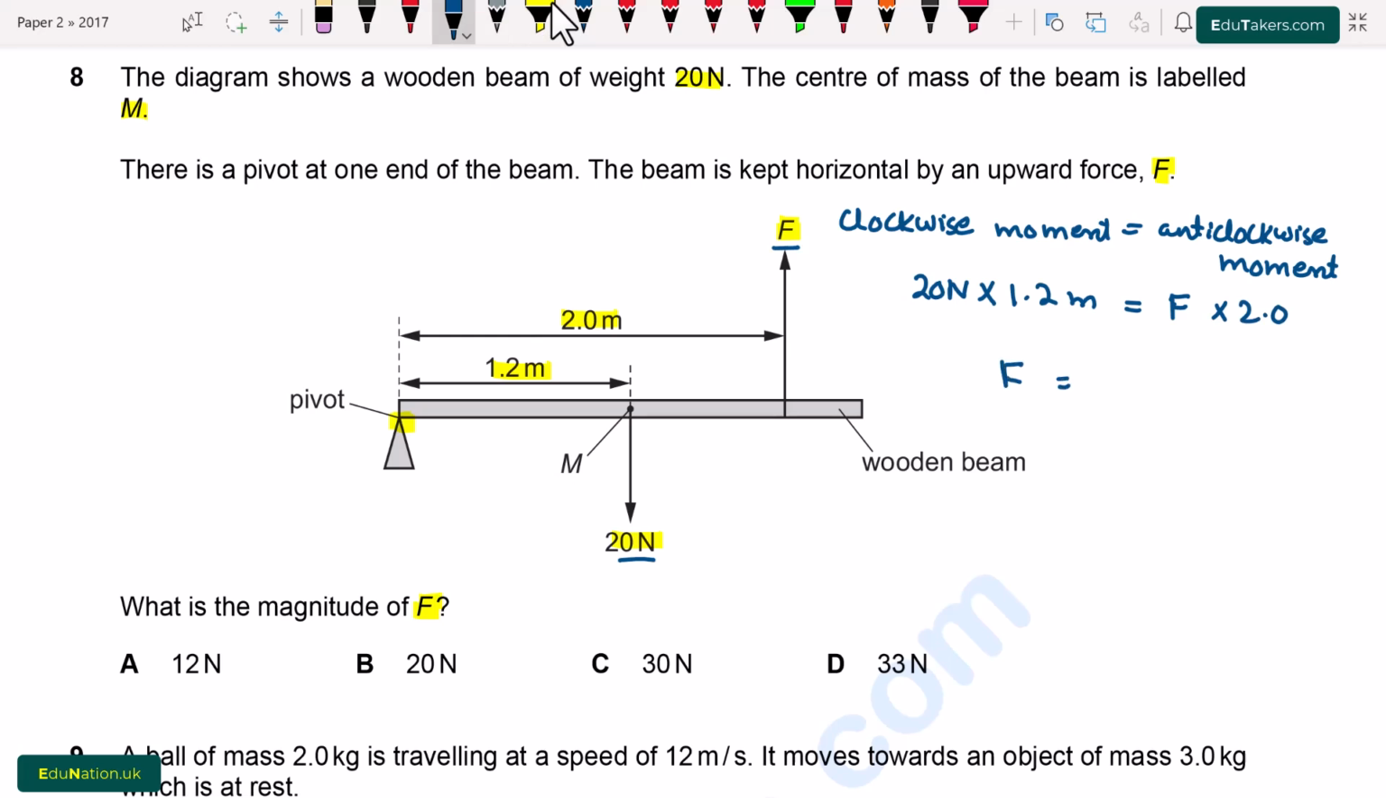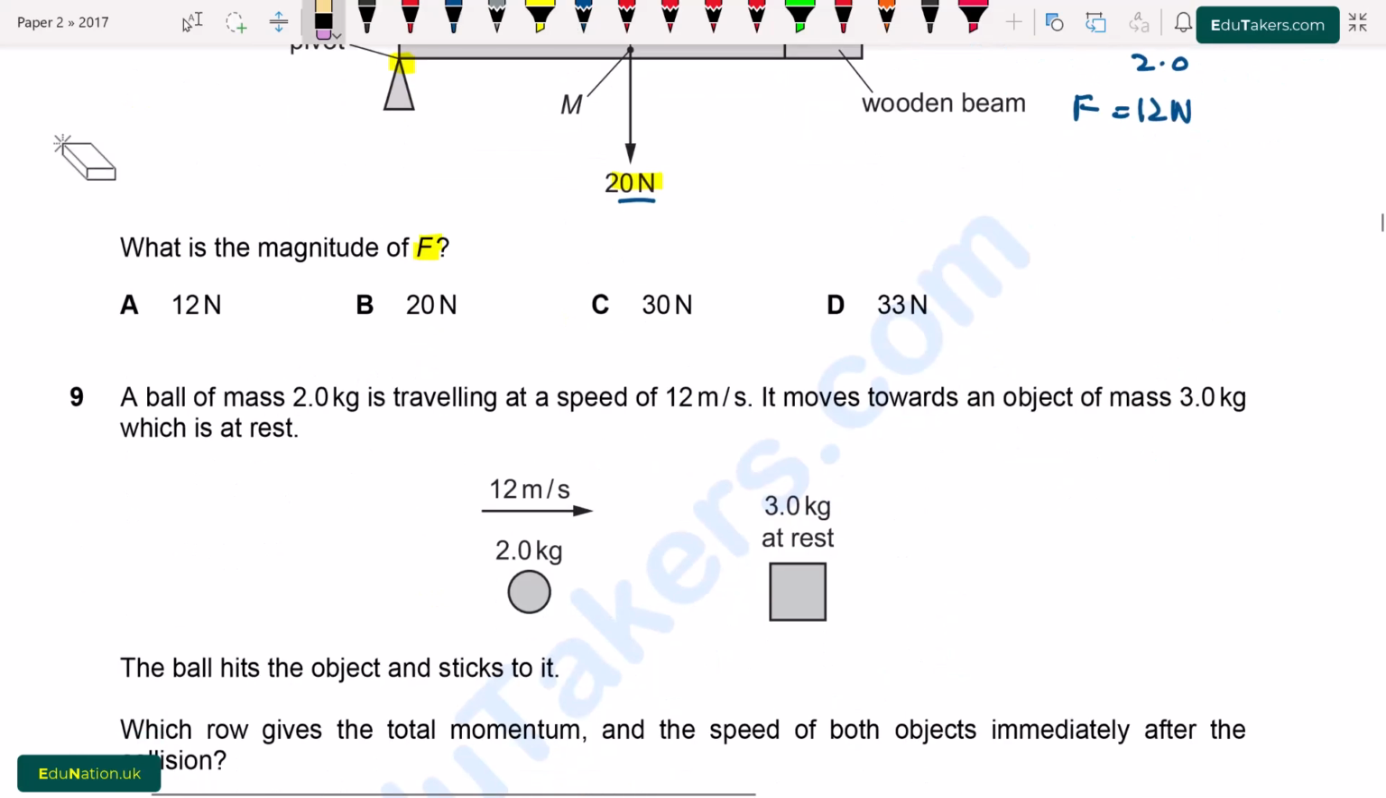F will be equal to 20 multiplied by 1.2 divided by 2.0. So F will be equal to 12 Newton. Now we see the options. Option A, it is given 12 Newton, B 20 Newton, C 30 Newton, D 33 Newton. So option A is correct.